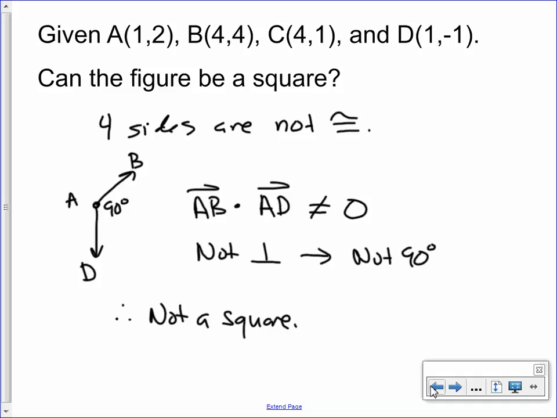Yeah, AB is 3, 2, and then AD is 0, -3. So 3 times 0 plus 2 times -3 is not 0. You can also check by doing the cosine formula. Want to do that too?